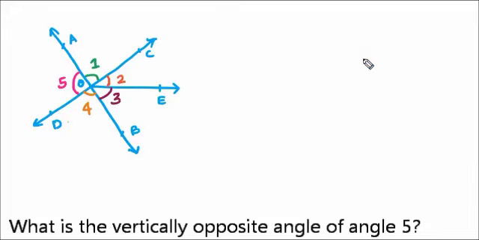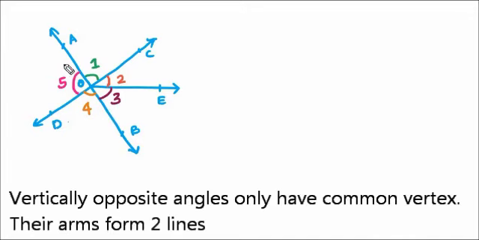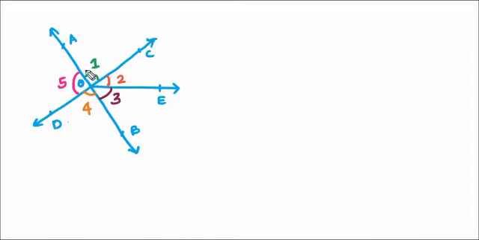What is the vertically opposite angle of angle 5? How do we find the vertically opposite angle? We know vertically opposite angles only have a common vertex and their arms form straight lines. So which is the arm which will form a straight line with OA? It is OB. And to form a straight line with OD, we have OC. And that means angle COB will be vertically opposite to angle AOD. So our answer is angle COB, that is equal to angle 2 plus angle 3.